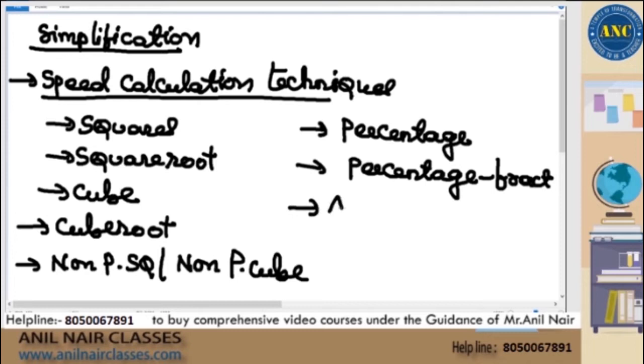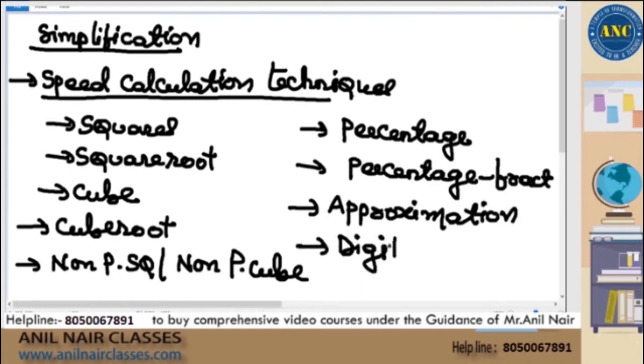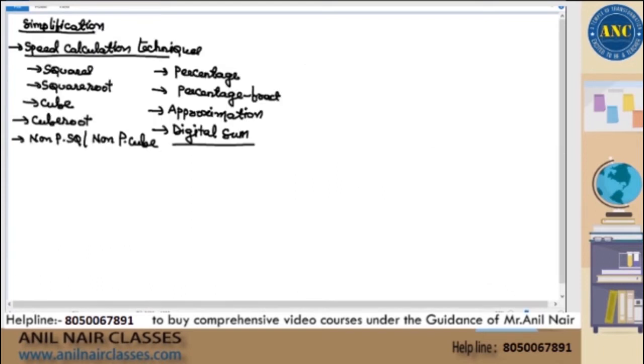Next is approximation. Next is the most beautiful concept. By the end of the class you will understand when to use a digital sum, when not to use a digital sum. You will get clarity on all these concepts. Next is multiplication. Wherever necessary, I will discuss these concepts.